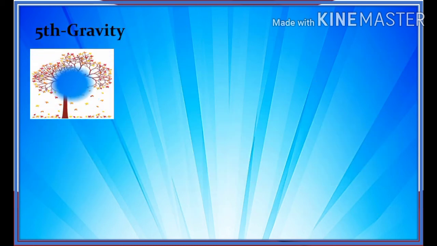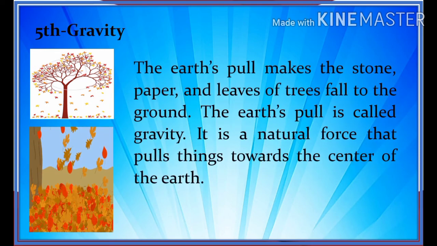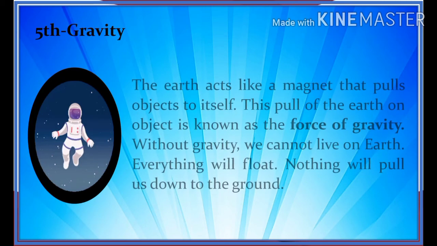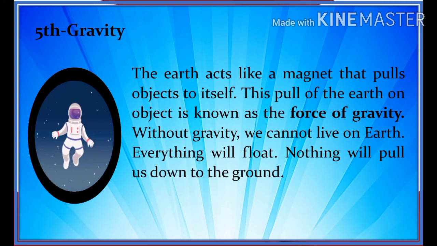And lastly, gravity. What do we mean by gravity? The Earth's pull makes the stone, paper, and leaves of trees fall to the ground. The Earth's pull is called gravity, and it is a natural force that pulls things towards the center of the Earth. The Earth acts like a magnet that pulls objects to itself. This pull of the Earth on objects is known as the force of gravity.